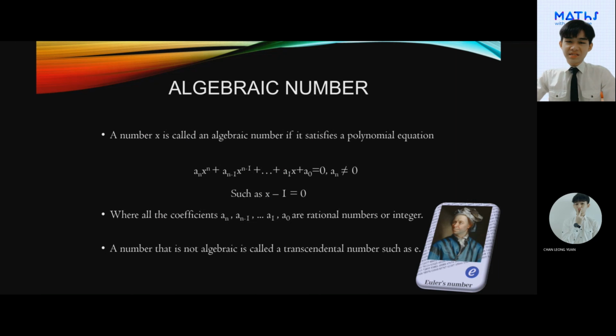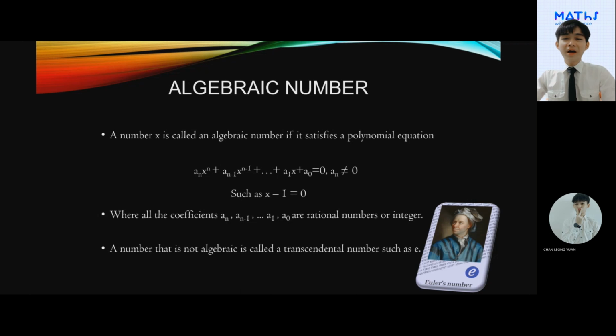So, what is an algebraic number? A number s is an algebraic number if it satisfies this polynomial equation and all the coefficients are rational numbers or integers. For example, 1 is algebraic since we can write it as s minus 1 equals 0 by its definition. If a number is not algebraic, then it's called a transcendental number, which means it cannot satisfy such polynomial equations, such as Euler's number e.